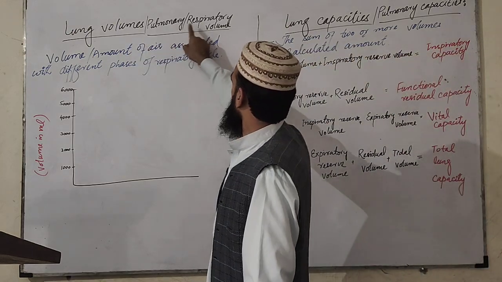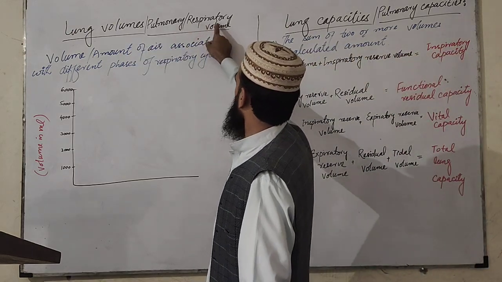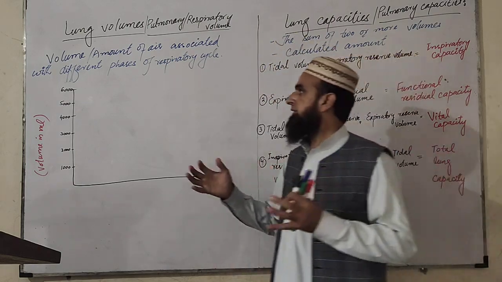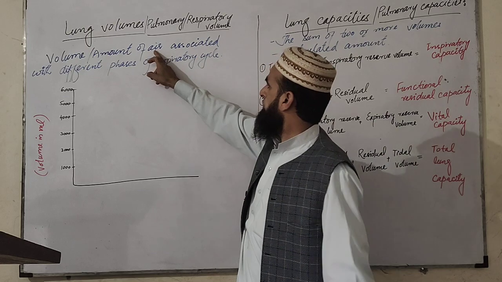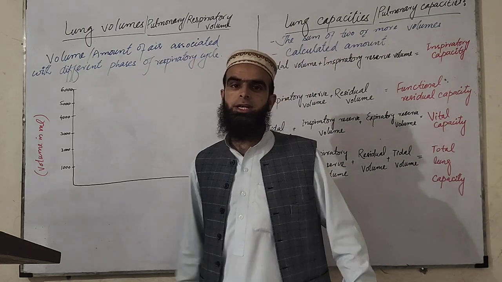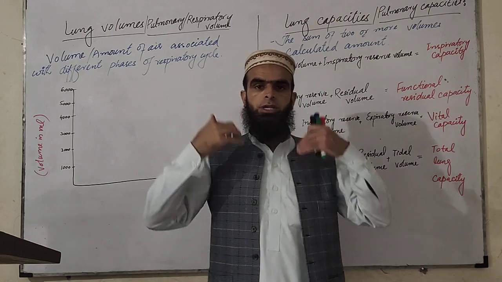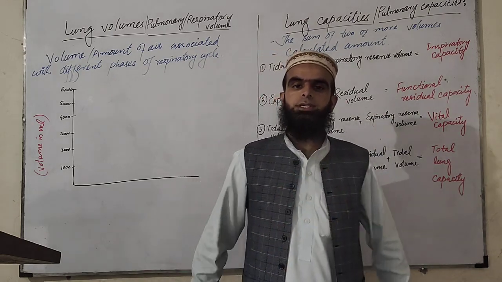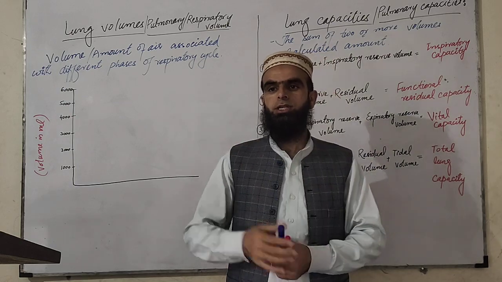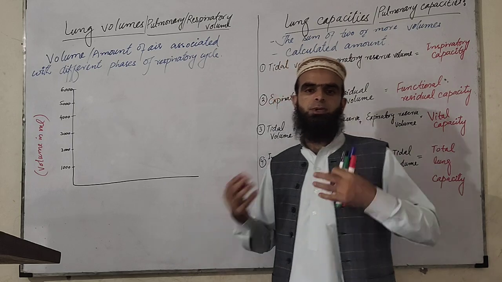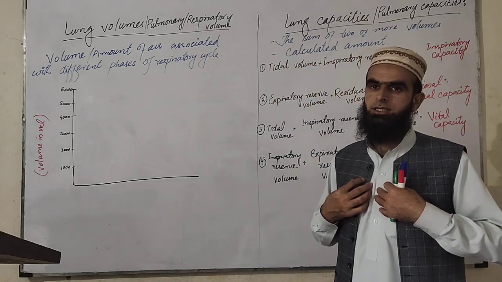Lung volume, or pulmonary or respiratory volume, is the amount of air associated with different phases of the respiratory cycle. For example, we inhale the air, then we exhale that air. One breath is completed and one respiratory cycle is completed. During this respiratory cycle, different kinds of changes take place in our body, in our lungs, etc.